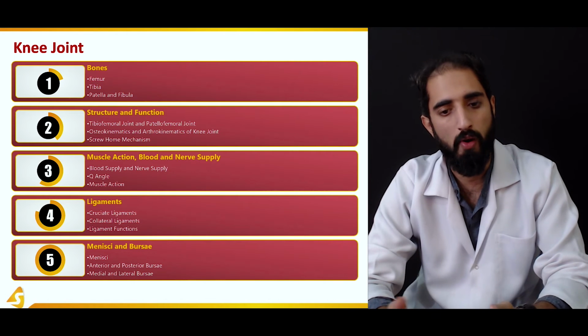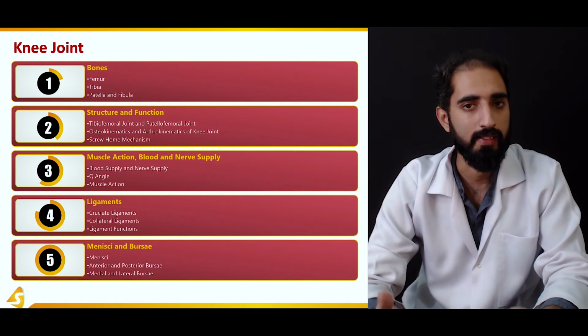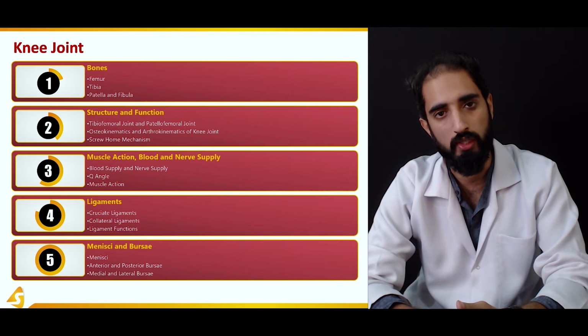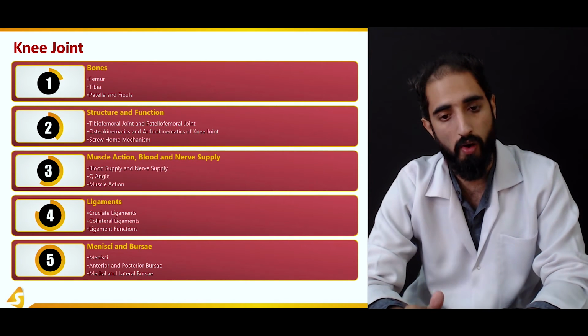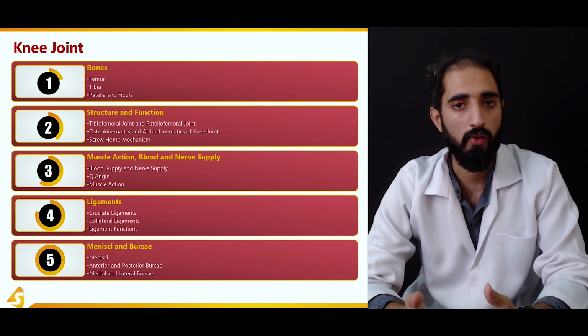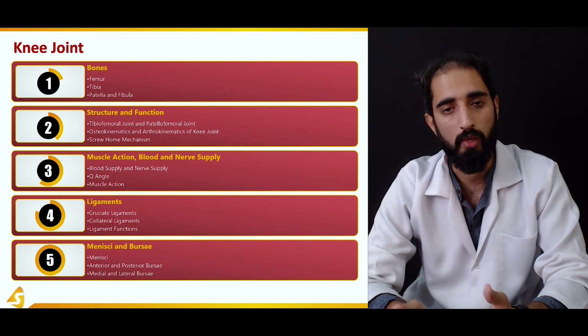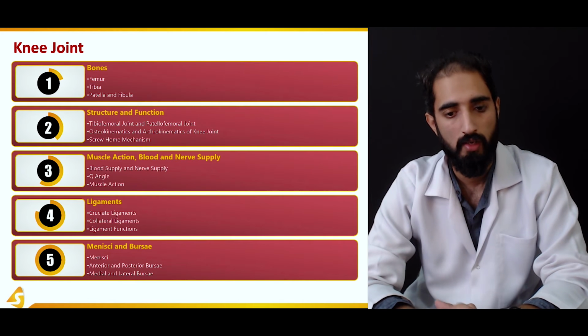Moving on, we're going to talk about the muscles which act at the knee joint to perform its movements, and also the blood and nerve supply of the knee joint. We're also especially going to talk about the Q angle of the knee joint, the disruption of which can lead to problems like patellofemoral pain syndrome and patellofemoral dysfunction.